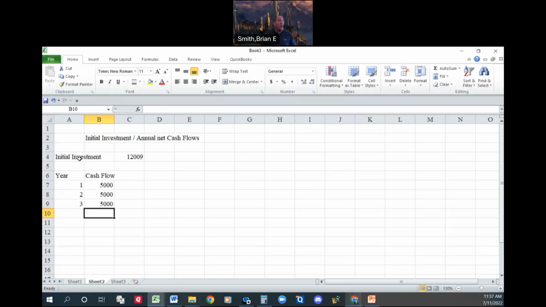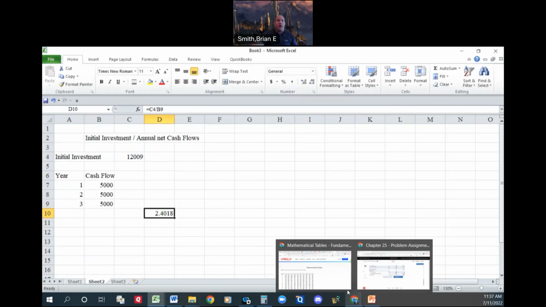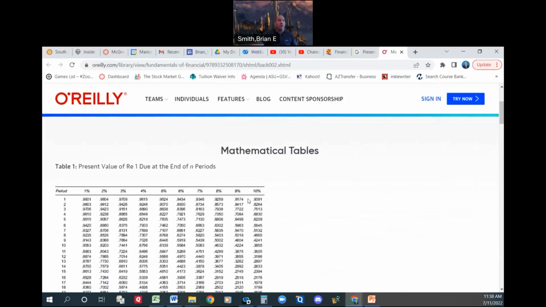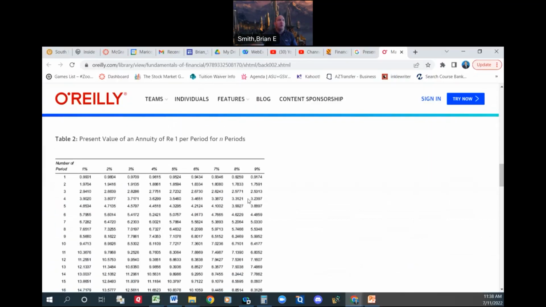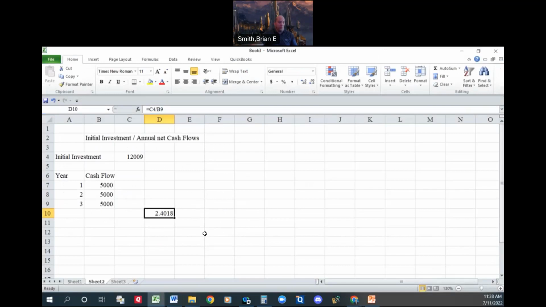And then we need to find out what our internal rate of return is going to be. We're just going to take the initial investment and divide it by the cash flow. It's got to be equal in order for this to work. 2.4018. So we have to go find that interest factor from our present value interest factors. We're going to go to the annuity table, present value of an annuity. That's what we're looking for.